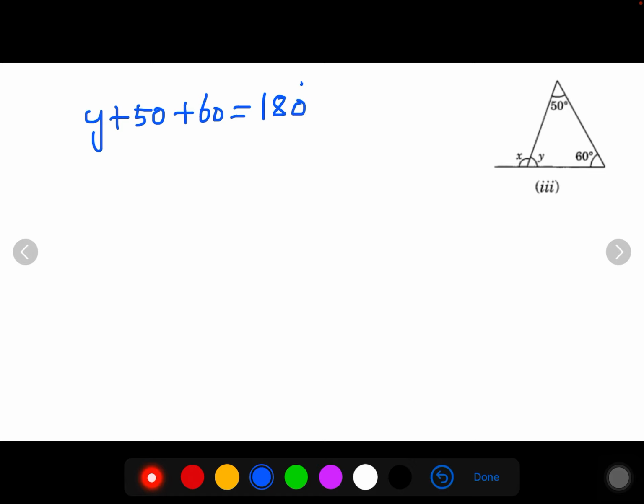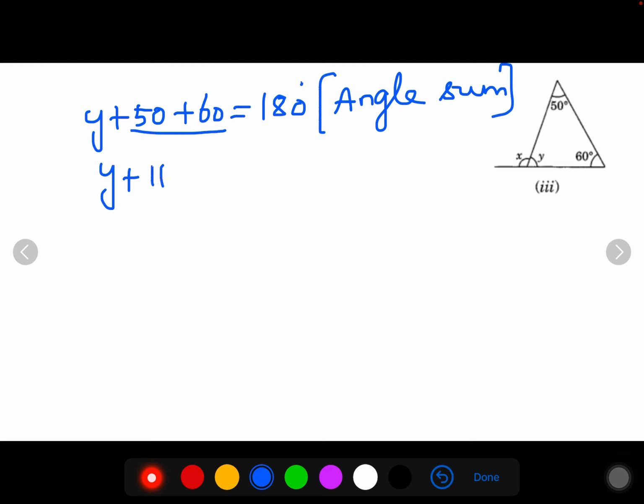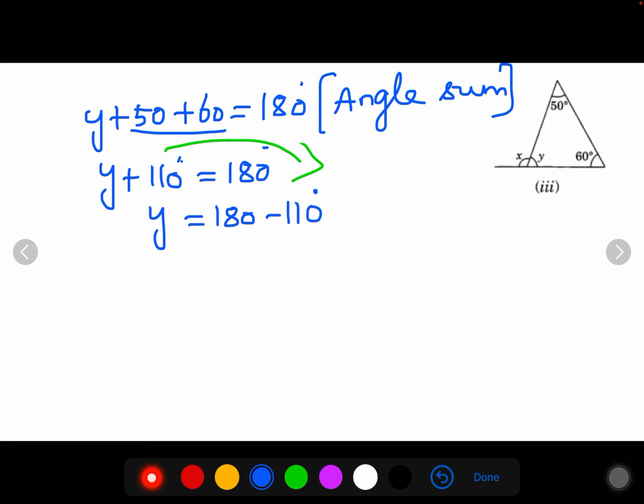So what property is this? Angle sum property. So y plus 50 plus 60 is 110. Okay, is equal to 180. Therefore y is equal to 180 minus 110. You bring it to the other side, it becomes minus 110. Okay, so you'll be getting the value for y as 70 degrees. So angle y we got it as 70 degree.